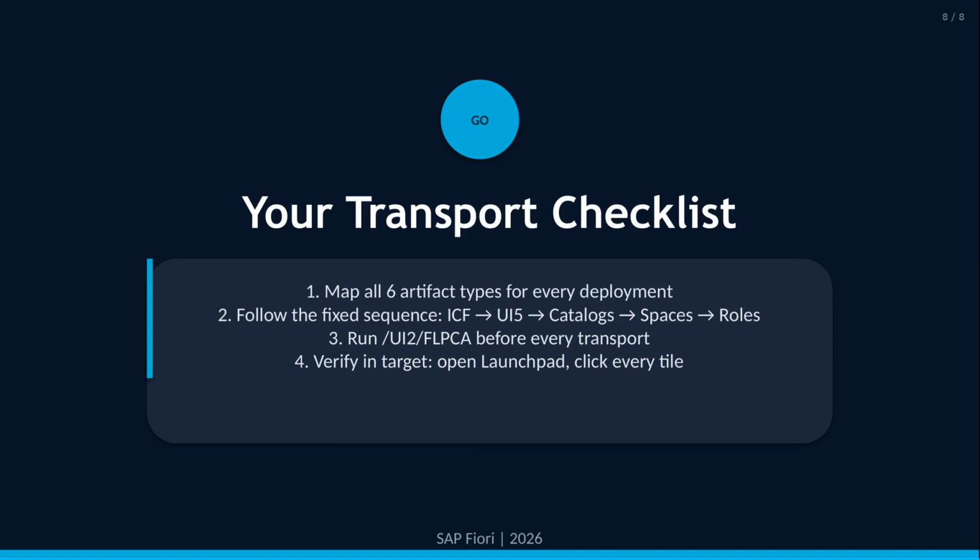Here is your transport checklist. First, map all 6 artifact types for every Fiori deployment. Second, establish a fixed transport sequence: ICF services, UI5 apps, catalogs, target mappings, spaces and pages, then PFCG roles. Third, use the content aggregation tool to compare source and target before every transport. Fourth, verify in the target system immediately after import. Open the Launchpad, click every tile, and confirm navigation works.